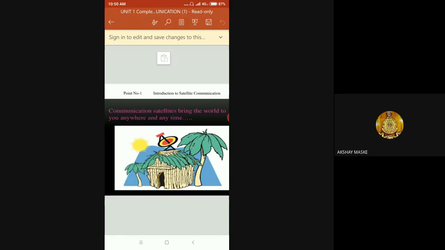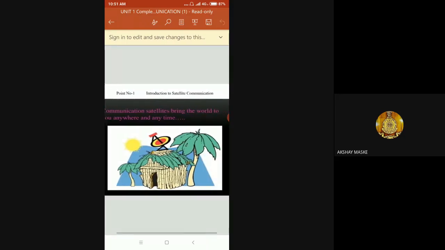What is the actual function of satellite communication? The communication satellites bring the world to you anywhere and anytime. That is, at any time you want to make a call, or send images or pictures, or if you are anywhere in the villages, in urban or rural areas, that is the actual function of satellite communication.